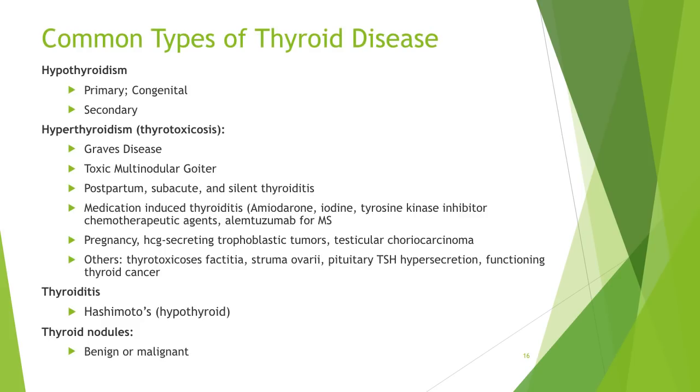Common diseases of the thyroid include hypothyroidism, hyperthyroidism, thyroiditis, and thyroid nodules. Patients with hypothyroidism will be diagnosed as primary or secondary, and your primary patients are the ones that are diagnosed as a congenital diagnosis. Hyperthyroidism can be seen in conditions such as Graves' disease, during pregnancy, or in the postpartum period, or can be induced by certain types of medications.